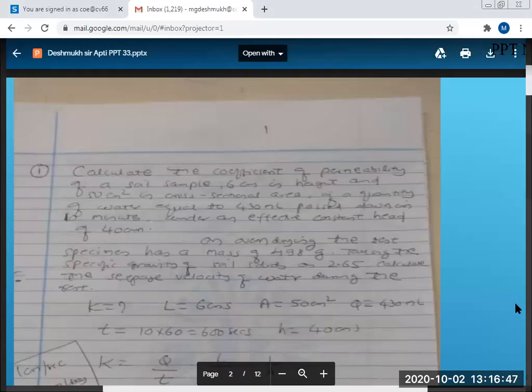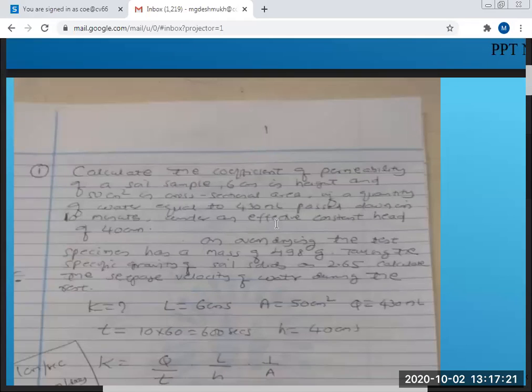Calculate the coefficient of permeability of a soil sample 6 centimeter in height and 50 centimeter square in cross sectional area, if a quantity of water equal to 430 ml. For ml means cc, you can take.